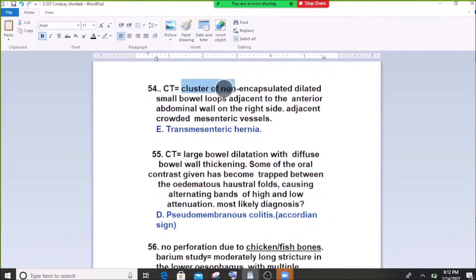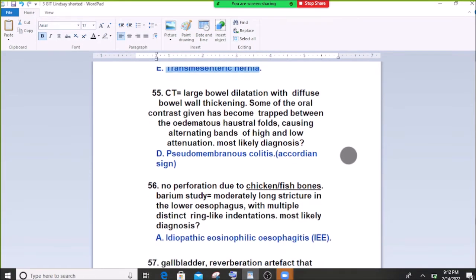34. Series was a cluster of non-encapsulated dilated small bowel loops adjacent to the anterior abdominal wall on the right side. Adjacent covered mesenteric vessels, diagnosed as transmesenteric hernia. Again, a cluster of small bowel loops adjacent to the anterior abdominal wall on the right, and then there are mesenteric vessels off the small bowel loops, so diagnosed transmesenteric hernia.